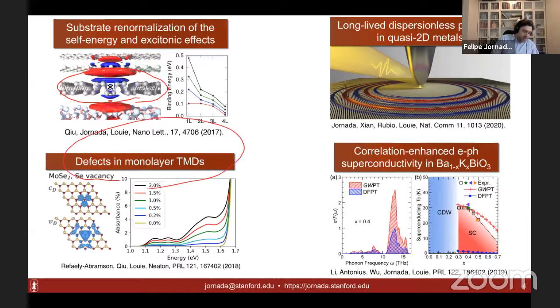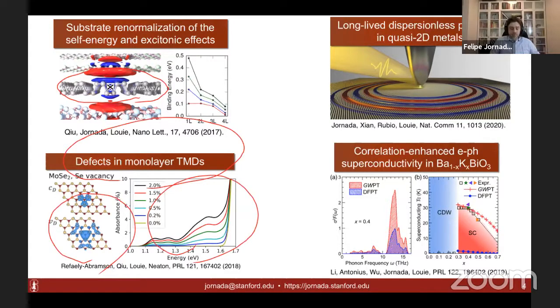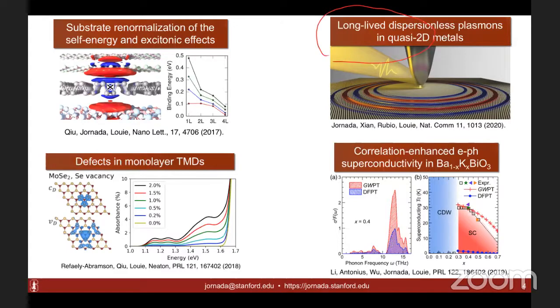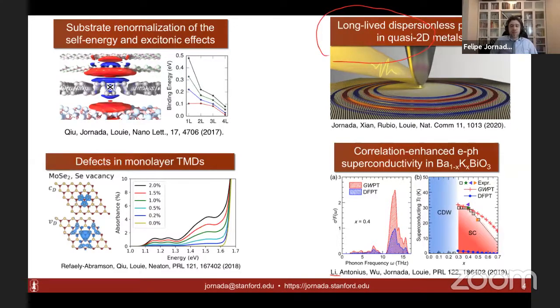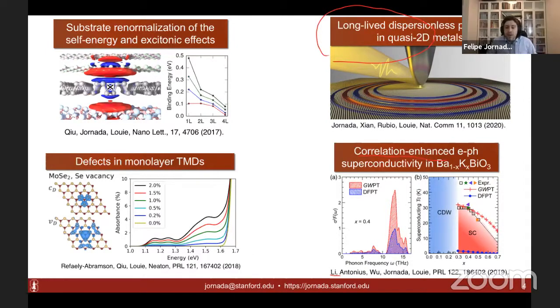Dana Qiu and Steven Louie recently looked at defects in monolayer transition metal dichalcogenides, exploring larger supercells and looking at how the absorption spectrum changes and how the defect leads to hybridization in the optical selection rule. People have also been looking recently at plasmons in two-dimensional materials, and even more recently, Jong-Lu Lee, who's an instructor today, and collaborators looked at how quasiparticle correlation within the GW approximation can enhance electron-phonon superconductivity within barium potassium bismuth oxide.